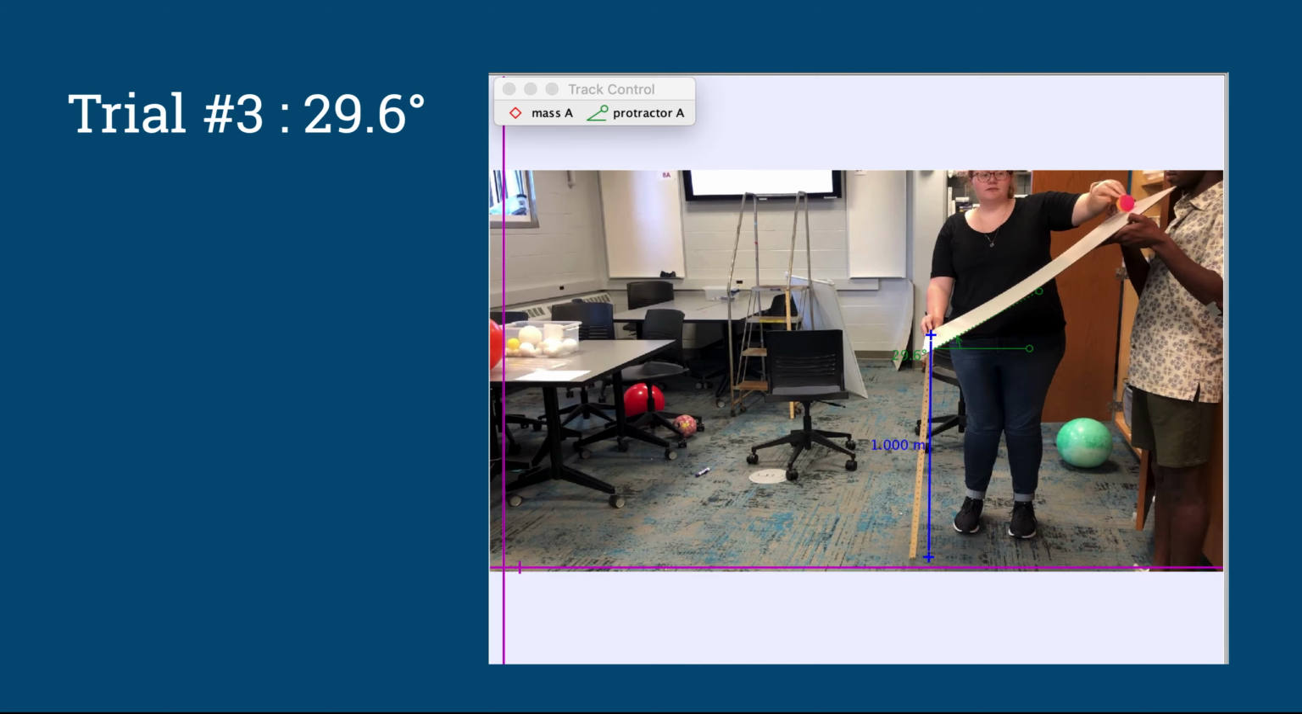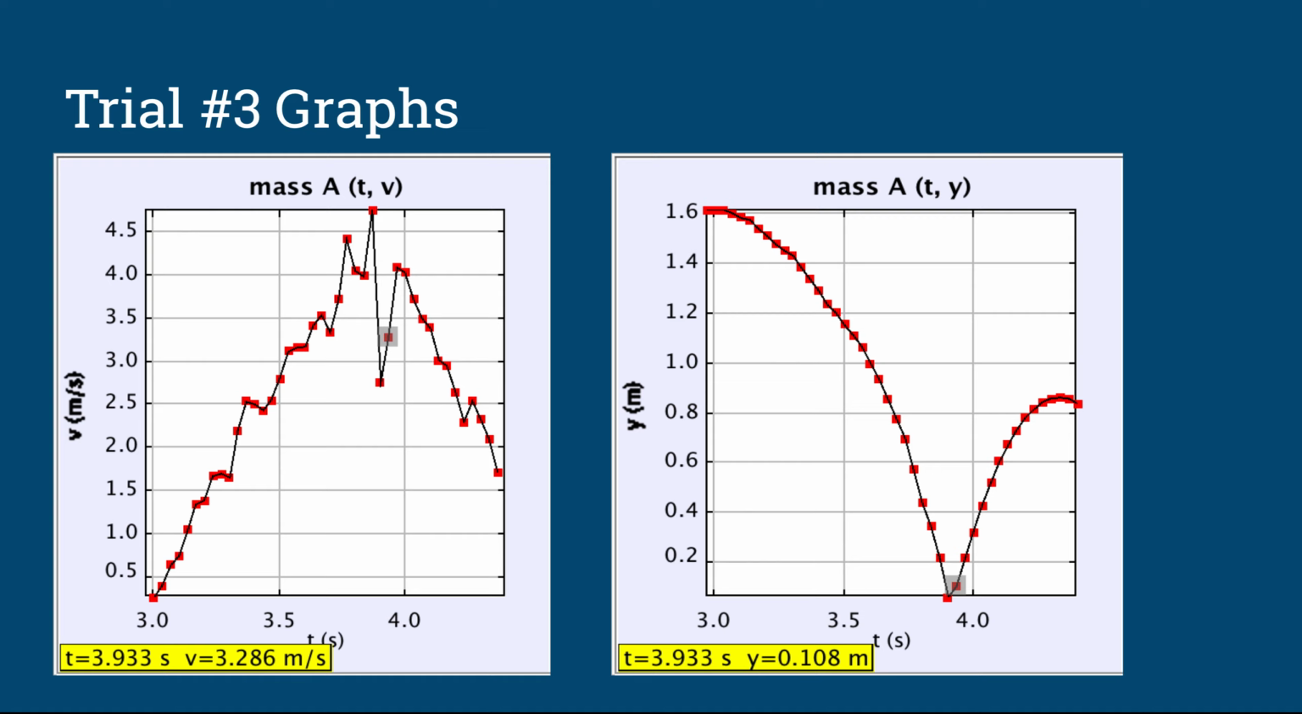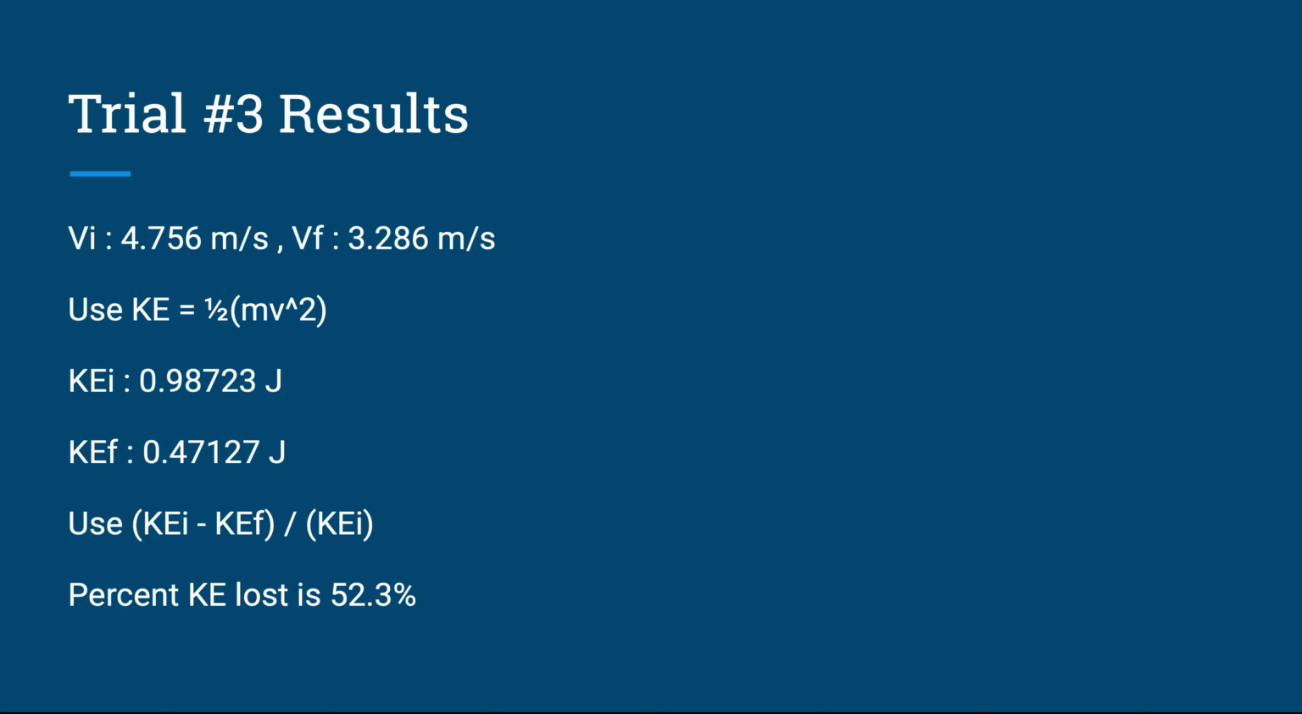kinetic energy. In our trial 3, we had it set up to 29.6 degrees. Again, this measurement was quantified using the protractor in the tracker software. In this particular scenario, you can see the collision occurred at around 3.8 to 3.9 seconds, so that's our area of interest. And then our results: we used the tracker to find our initial velocity and all of our variables, and our percent kinetic energy loss was 52.3%, so a pretty big increase.